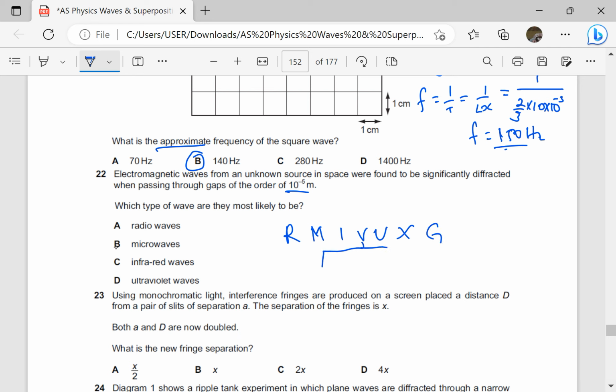We said on the left of the visible spectrum, we have red, which is 7 times 10 power negative 7 meters. On the right-hand side of the visible region, we have violet, which is 4 times 10 power negative 7 meters. So 10 power negative 5 is on the left-hand side, where when I add 2 to negative 7, negative 7 plus 2 gives me 10 power negative 5. 10 power negative 5 is the next region, which is infrared. Therefore, our answer here is going to be infrared.